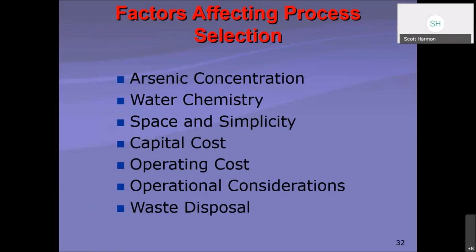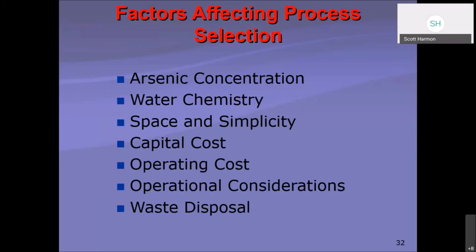So big factor, arsenic concentration. How much arsenic are we talking about? Are we at extremely high levels? Are we at just over the MCL levels? Those types of things drove selection of what the best process would be for your particular facility. The water chemistry, was there some helpful or harmful things in the water that would help precipitate the arsenic?